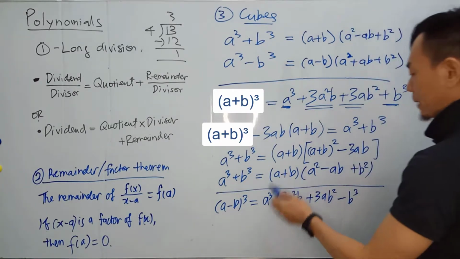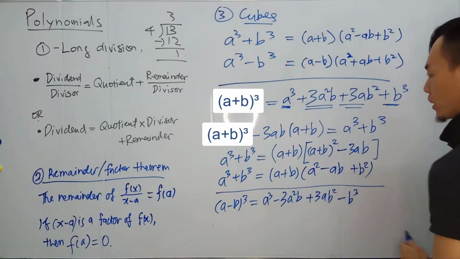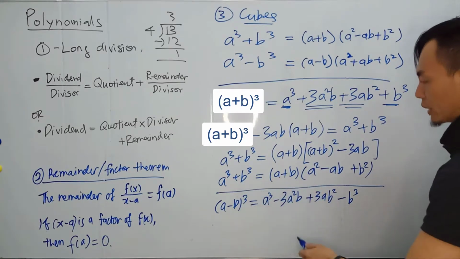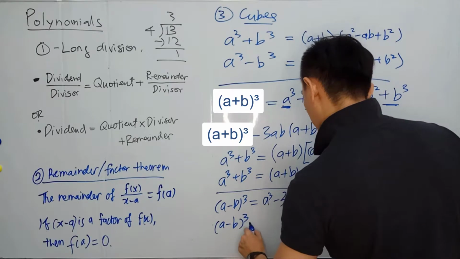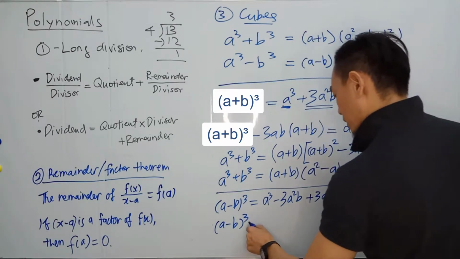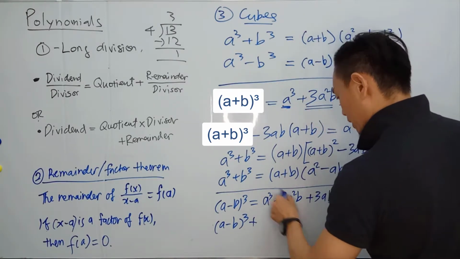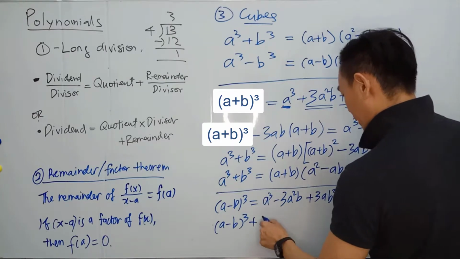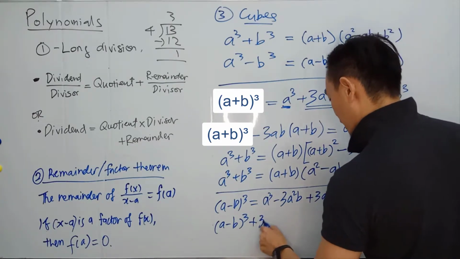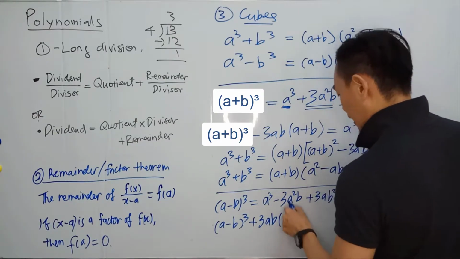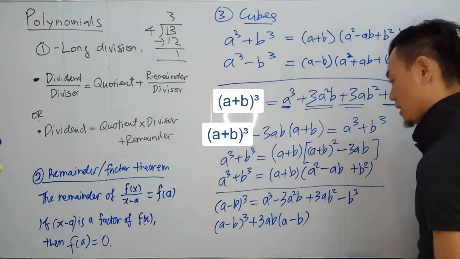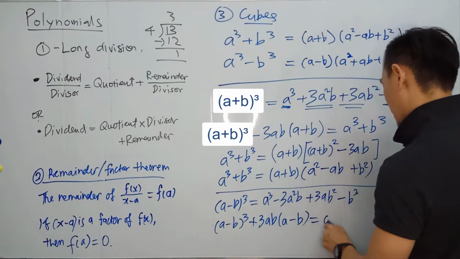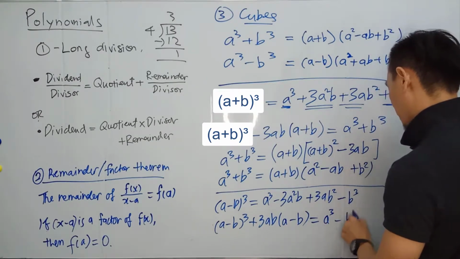Same thing, we keep the a cubed minus b cubed and we move these two terms across. (a minus b) cubed. This is minus, becomes plus. This minus goes over and becomes plus. This plus becomes minus. So 3ab again is a common factor. This goes over and becomes plus, so that you have a here, but then this is minus b. So this is equal to a cubed minus b cubed.